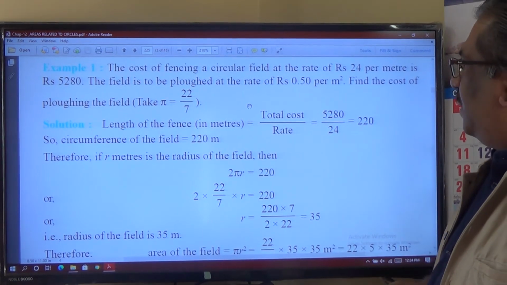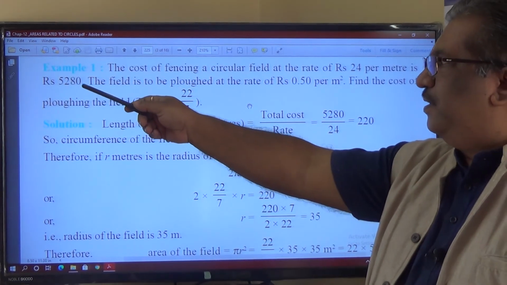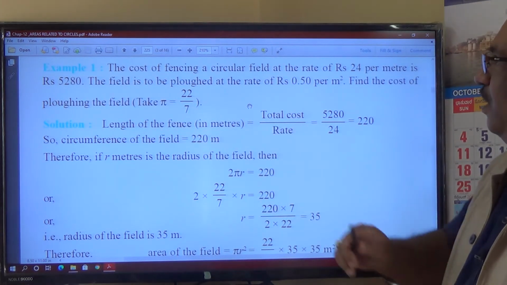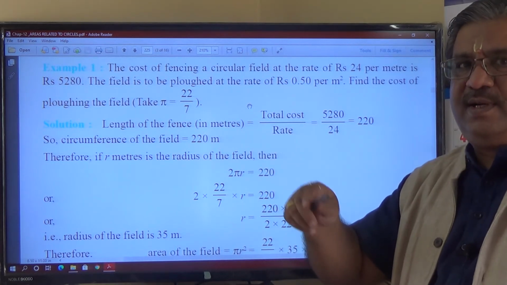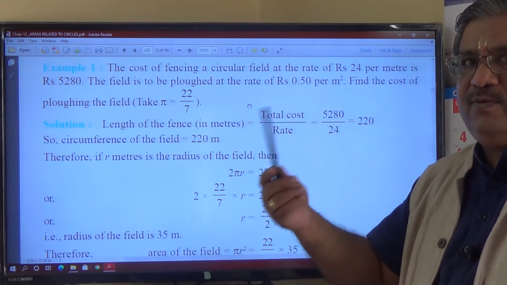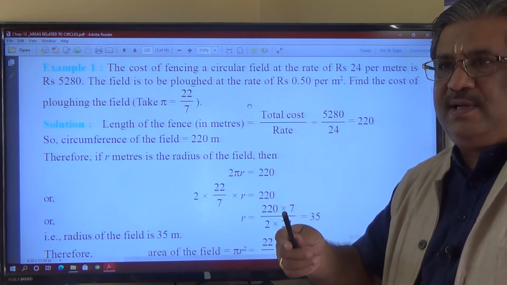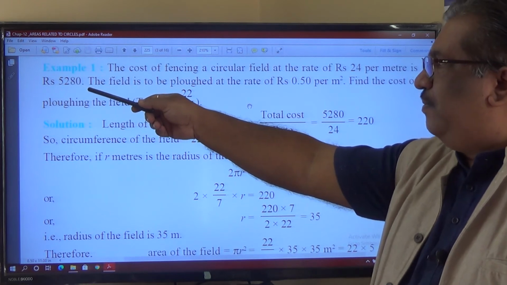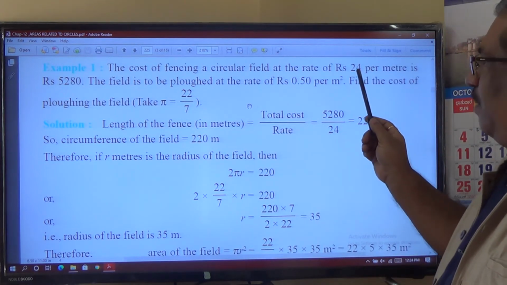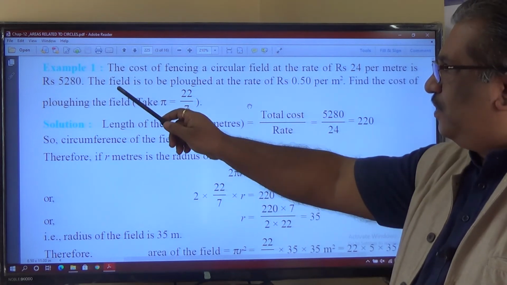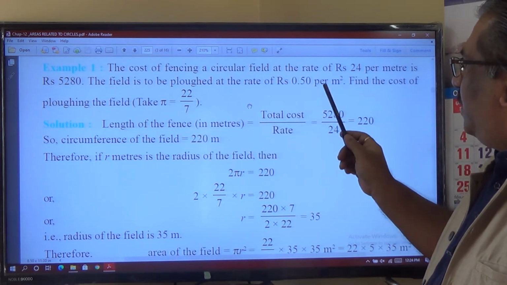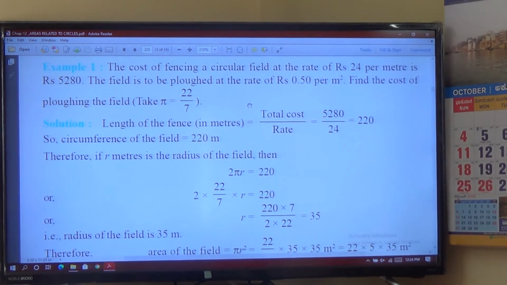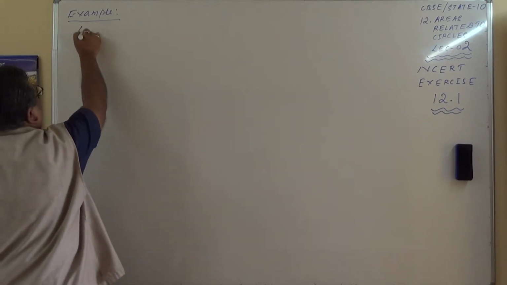Let R be the radius of the same, and we know the cost of fencing it. The cost of fencing should be equal to the circular length, which is nothing but the circumference, into the rate. From that we can calculate the radius. Once you know that, we can calculate the area. Area into rate gives me the total cost of plowing the field. Let us solve this.